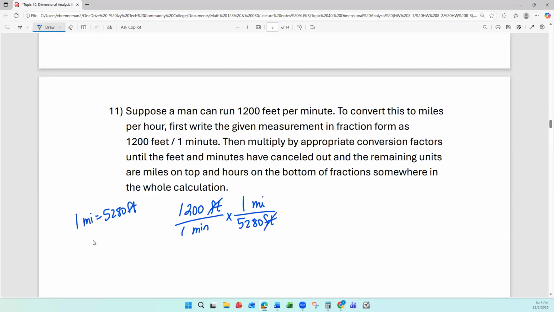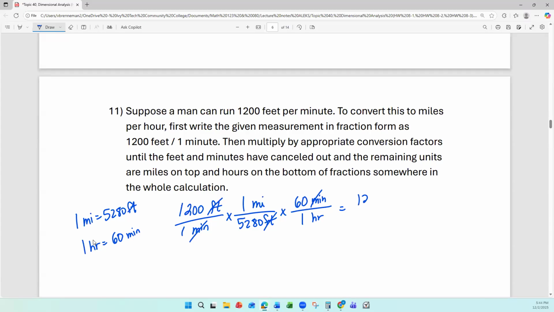So the feet units are gone. This would now be miles per minute. I want miles per hour. So I'm going to use 1 hour is 60 minutes. That will not be given to you. You need to just know it. So I'm putting the 60 minutes on top to cancel out the minutes on the bottom. And so now my units are miles on top, hour on bottom, miles per hour.